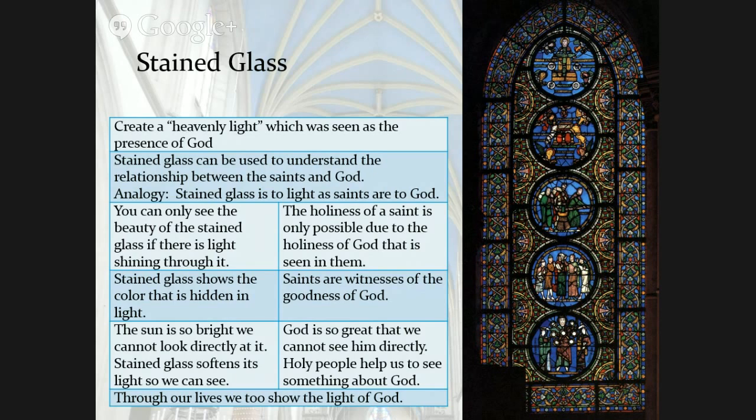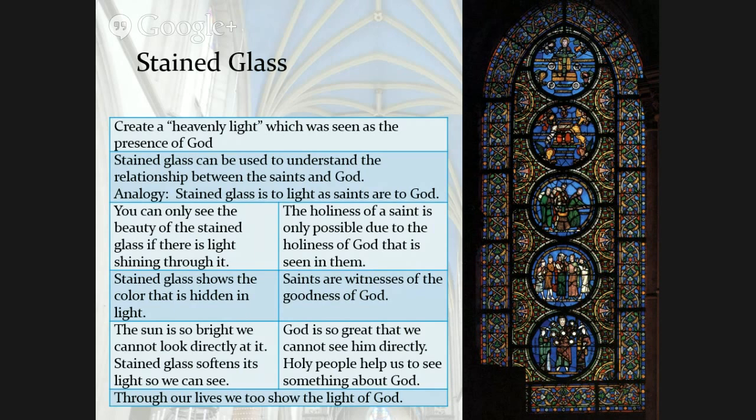Then stained glass shows the colors already contained in white light that we don't normally see. Normally light is a single color, but then it breaks into its spectrum as it is refracted through the windows. So in the same way, we see God revealed to us through the saints. They are able to take those many facets of God's light and his love, and they're able to break it apart into specific details that we can see and comprehend.